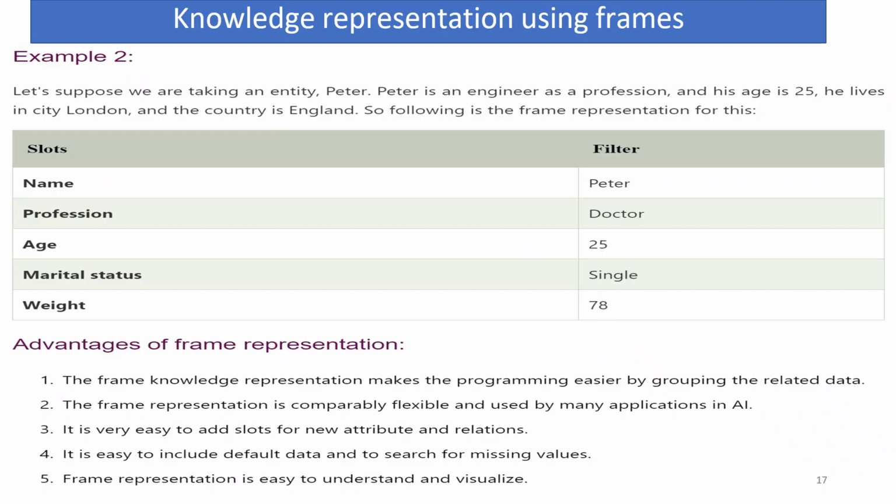The slot value format resembles a form or a database record. It is simple and easy for humans to read. So this is the explanation of an example of knowledge representation using frames.